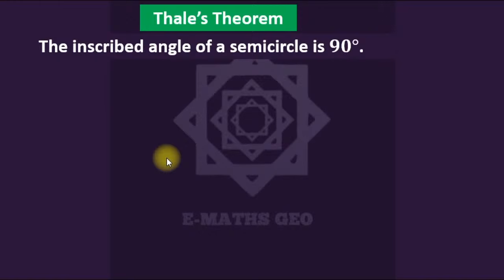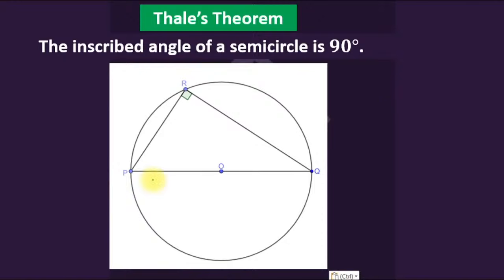Okay, welcome back. In this particular session, we're going to learn a theorem called Thales theorem. The theorem states that the inscribed angle of a semicircle is 90. To see a semicircle, you know that the inscribed angle of that semicircle must be 90. So let's draw a diagram. As you can see, this is the semicircle, see the center of the circle. The inscribed angle is always 90.